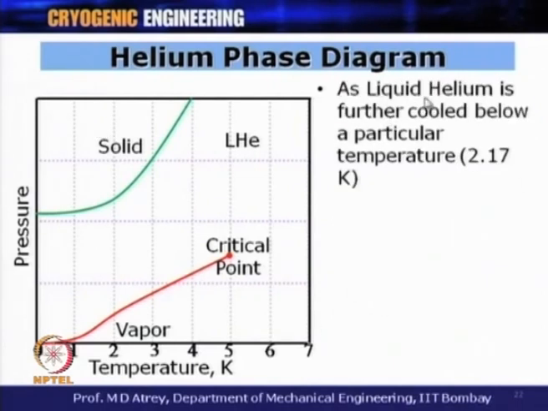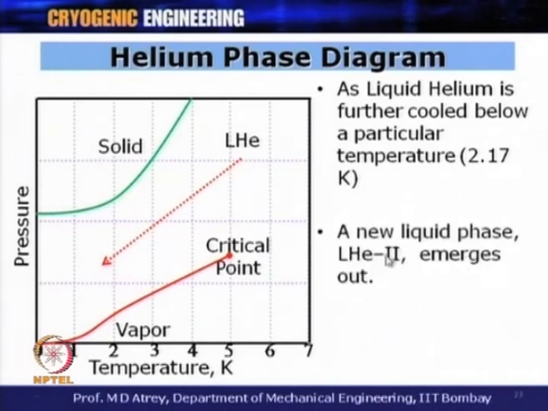Now, as liquid helium is further cooled below a particular temperature, there is a very specific temperature of 2.17 Kelvin, which is over here. So, if I go on cooling this liquid further in this direction, a new liquid phase, liquid helium 2, emerges. This is something different as compared to all other cryogens. So, here liquid helium 2 emerges, and therefore, I call these two phases liquid helium 1 and liquid helium 2, or helium 1 and helium 2.